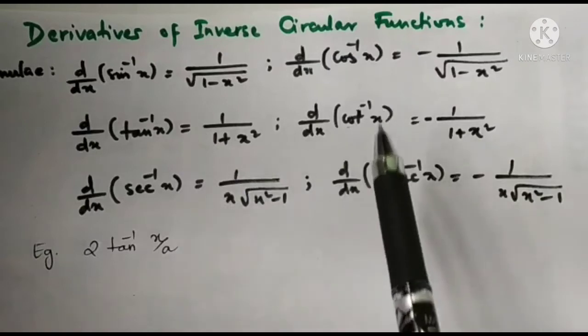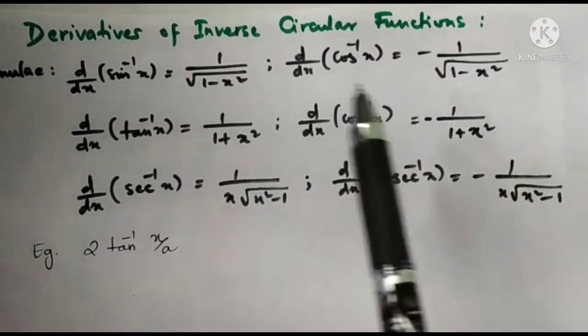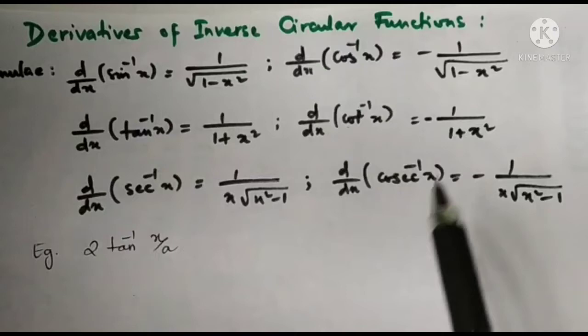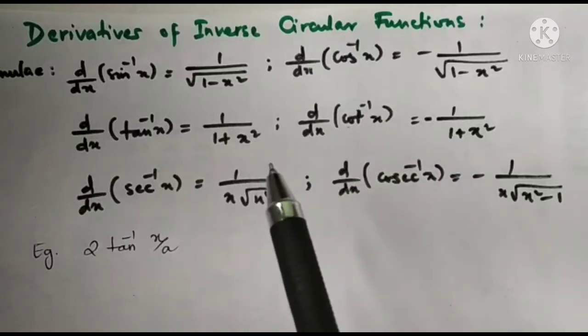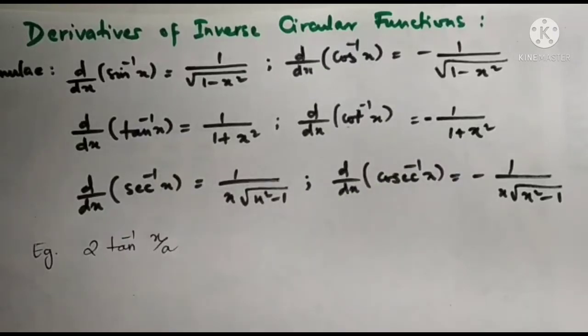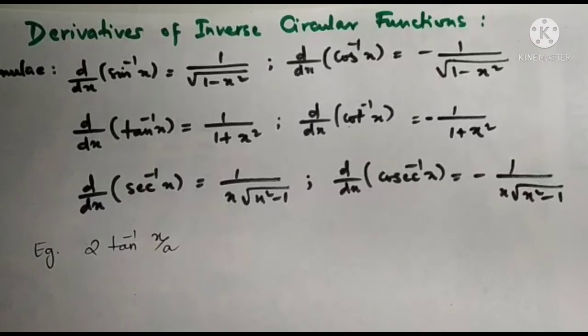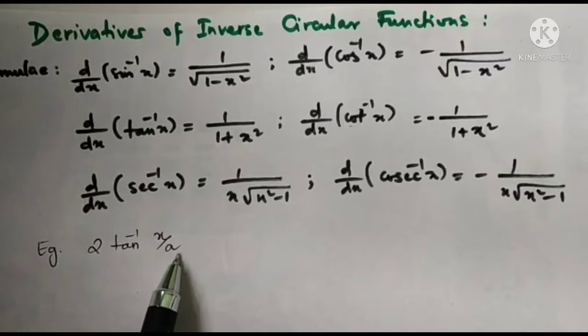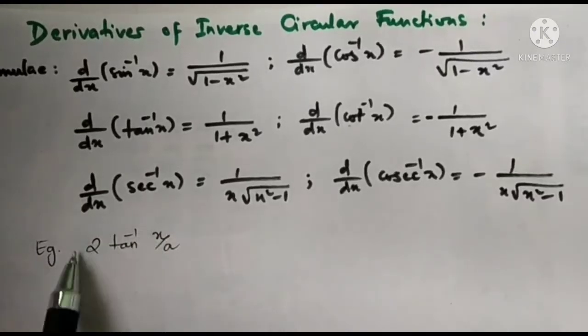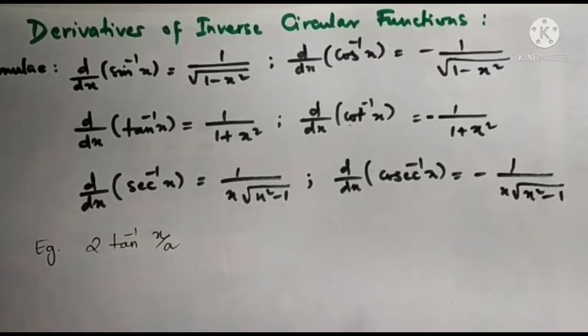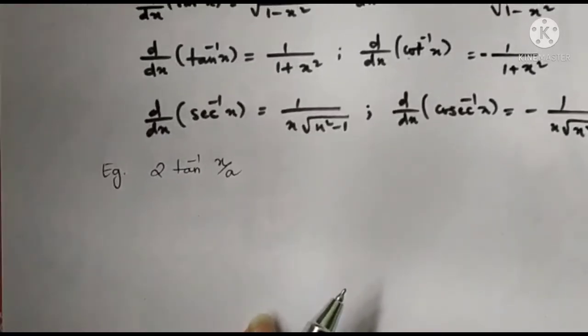So these are the important formulas that you need to know from inverse circular functions. These are direct derivatives which you can apply in the form of formulas while solving your questions. Now let us take some examples about how to use these formulas. The first one I've taken is 2 tan inverse x by a. Suppose you're asked to find the derivative of 2 tan inverse x by a. So, how are you going to do that?